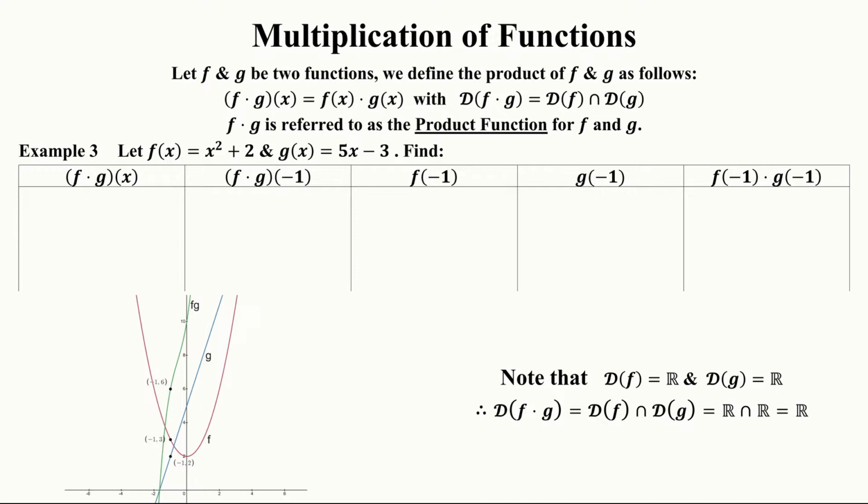We'll continue. All right, so f of x times g of x. Now, f of x is, of course, x squared plus 2. Given that it has more than one term, I'm going to parenthesize it.